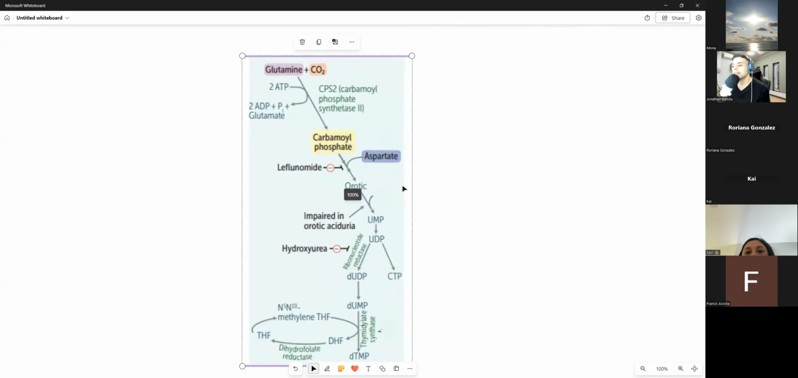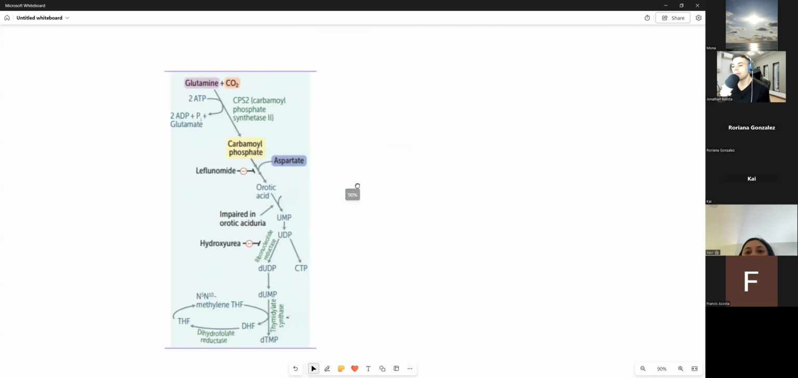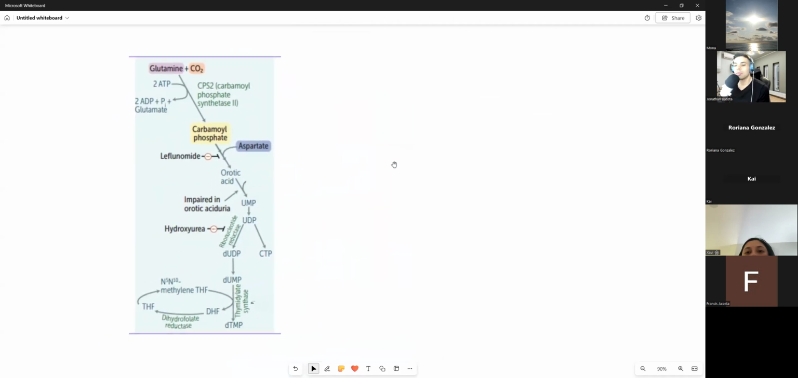So let's remember this super important pathway that somehow, for some reason, First Aid only has like one little page on. Yet this is a huge part of this exam. There are so many drugs here, so many different actions and everything. So we'll talk about this right now.